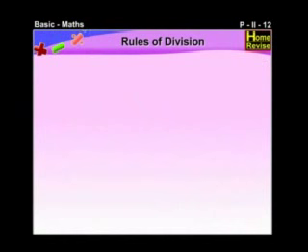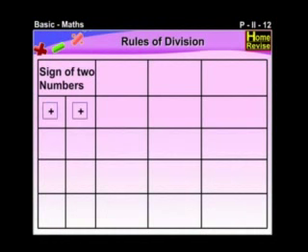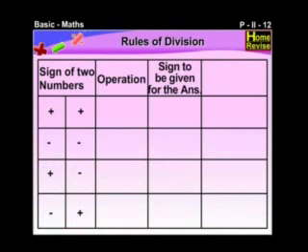Now we see the rules of division. Look at the table. In the first column, signs of two numbers, that is plus plus, minus minus, plus minus, or minus and plus. Operation, division. Signs to be given for the answer, that is plus or minus, and some examples are there.